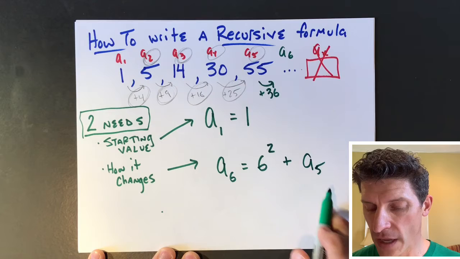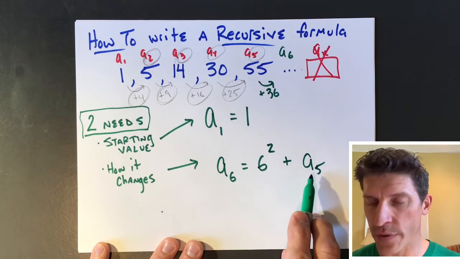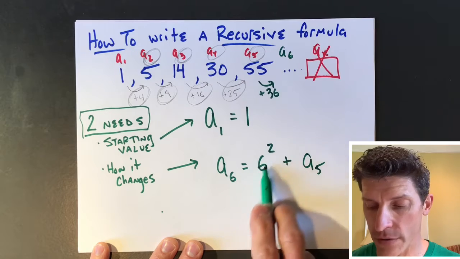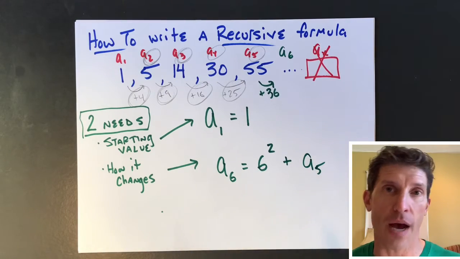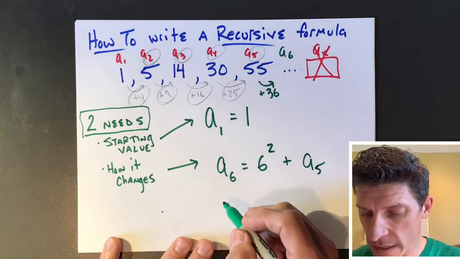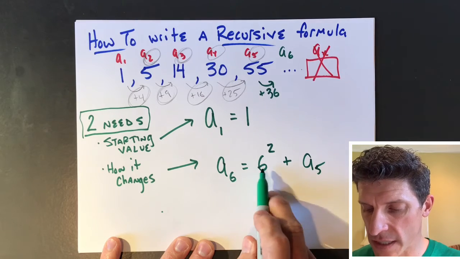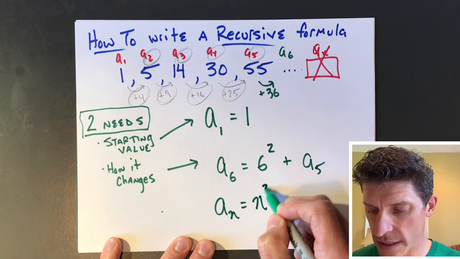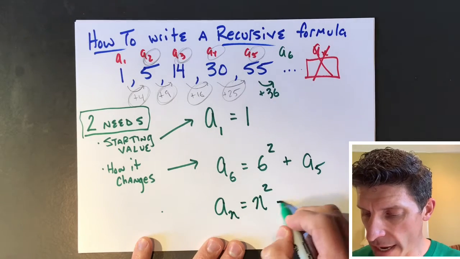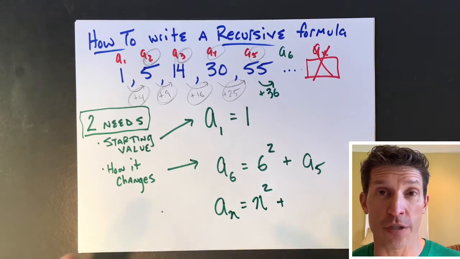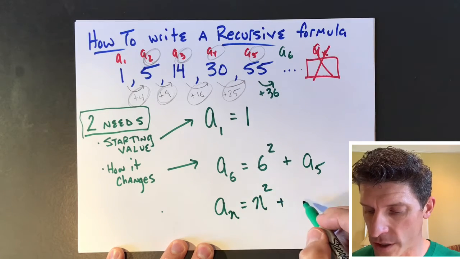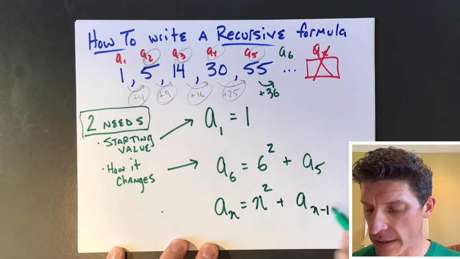So look what I've done. I've identified that I need the previous value to get the new value, and I've shown you how to come up with the next amount added on. Let's make this more generic. I see a 6, so let's make this a sub n and n to the second. And instead of a sub 5, which was fine when we were dealing with a sub 6, we want the one before it. So it's a sub n minus 1.